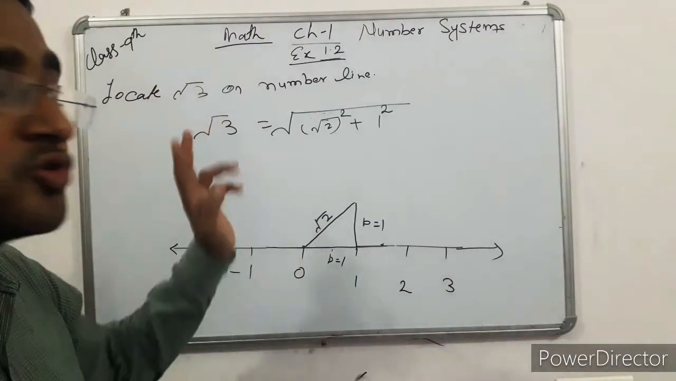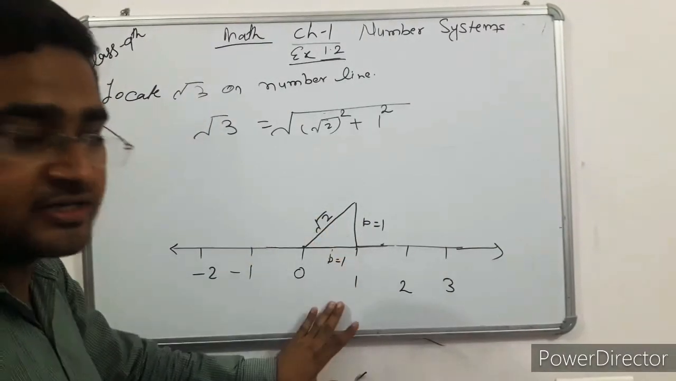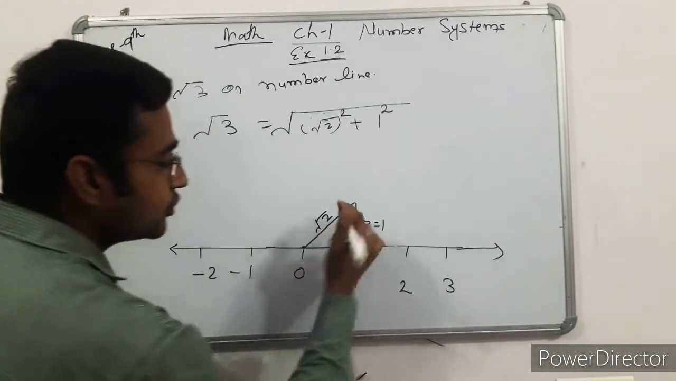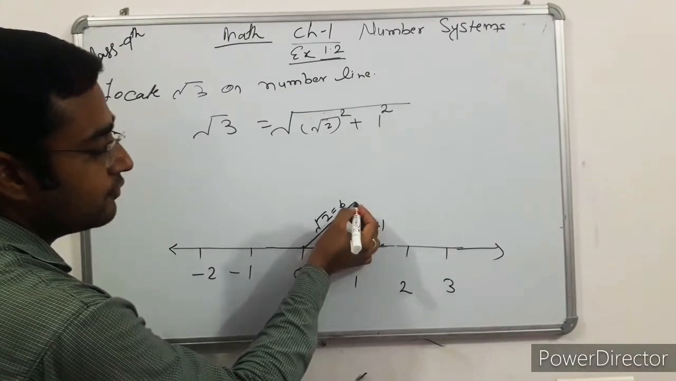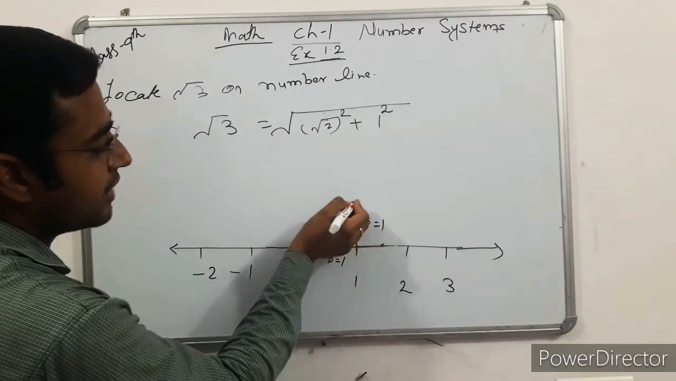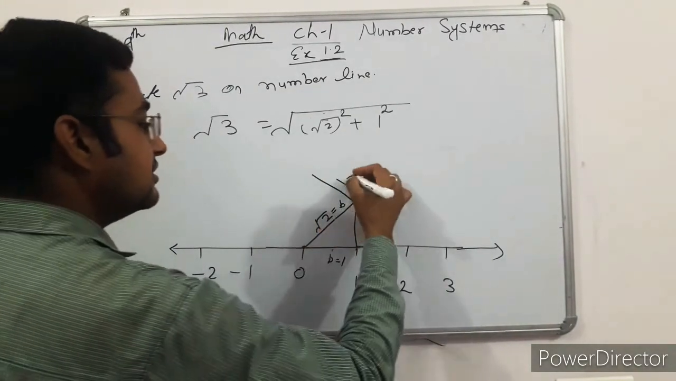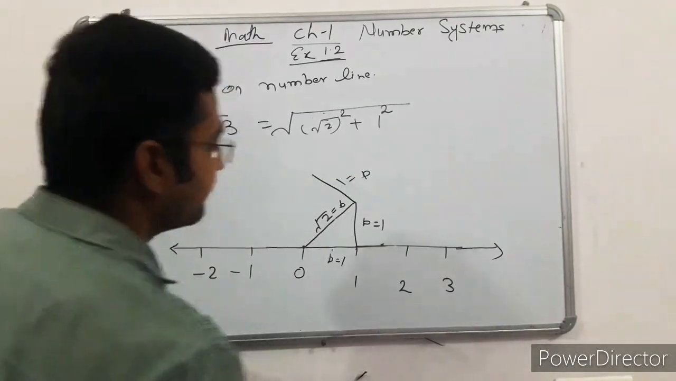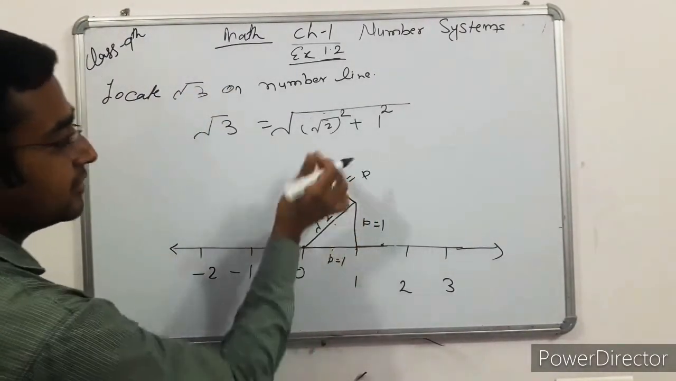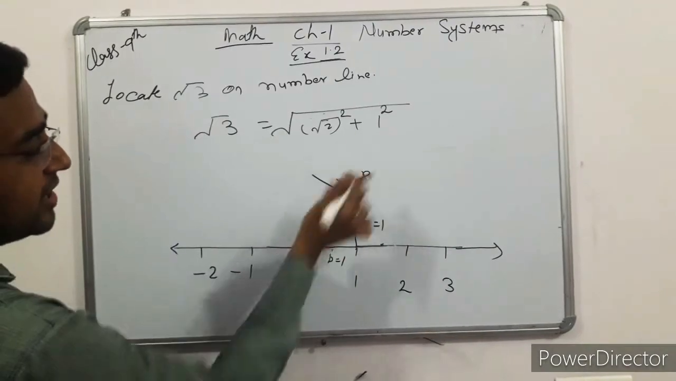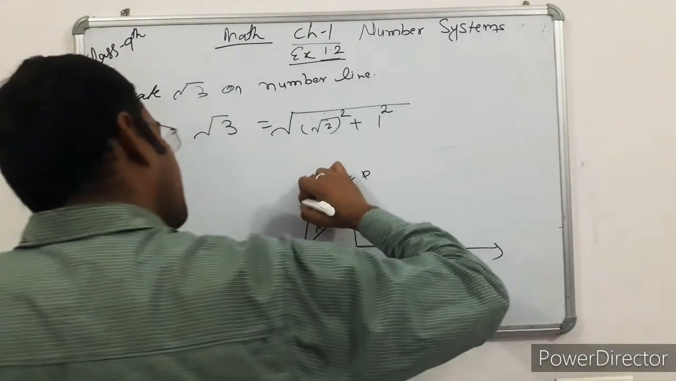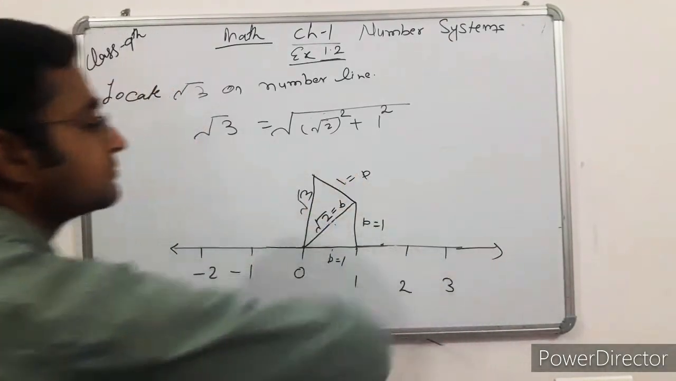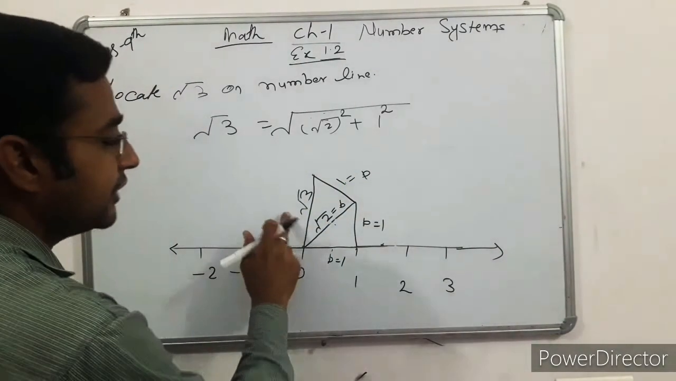Now there are two steps. One we have finished already. Now this root 2 will become our base. From this point we will draw one more line of 1. This is our perpendicular. Root 2 square plus 1 square. Now this line will become our root 3. This is root 3.